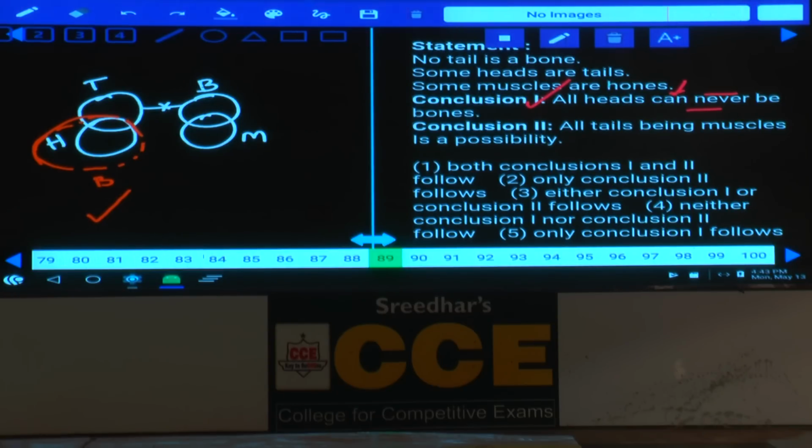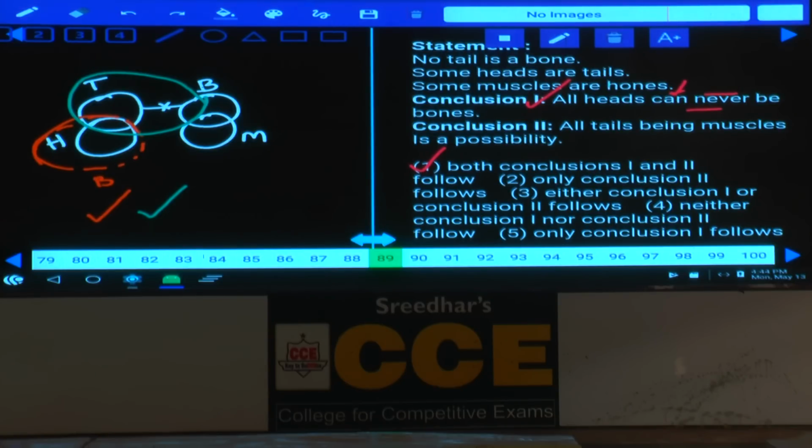The next one. Second one, all tails are muzzles is a possibility. Tell me, all tails are muzzles is possible or not? All these tails are muzzles means muzzle can be extended like this or not? Isn't it? Hence it is possible. Hence what is your answer here? Both 1 and 2, it is given in choice 1. Question number 89, it is choice 1.